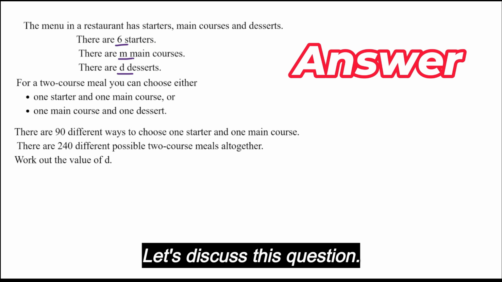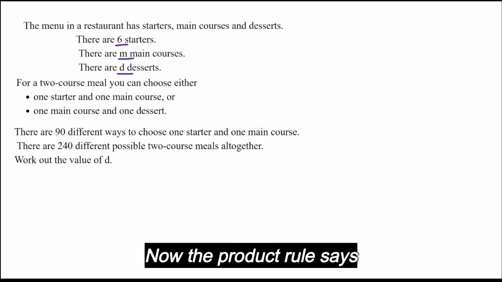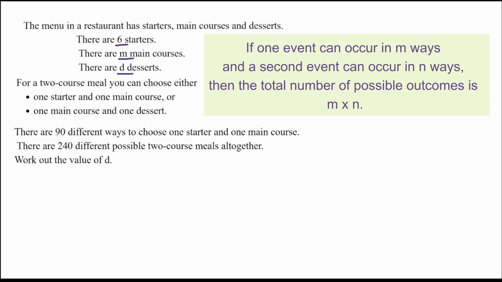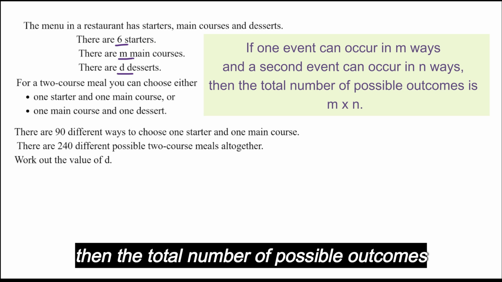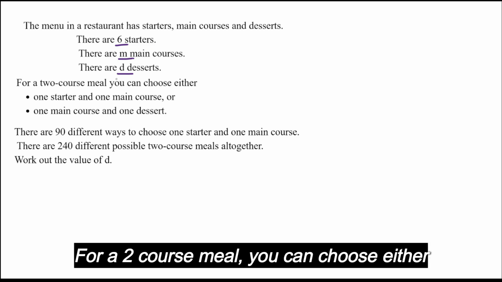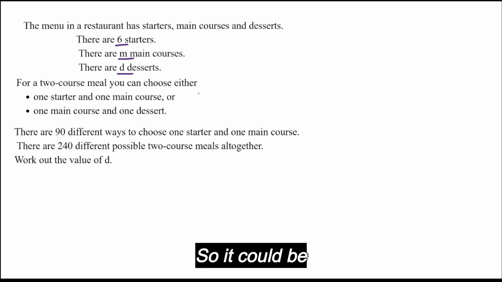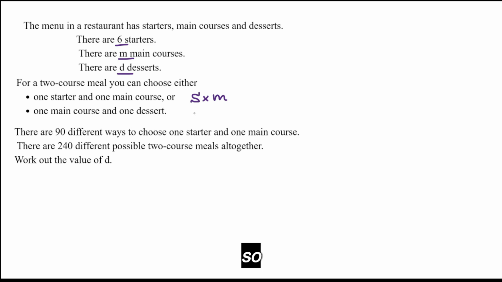Let's discuss this question. This question is about the product rule. The product rule says if one event can occur in m number of ways and a second event can occur in n number of ways, then the total number of possible outcomes is m times n. For a 2-course meal, you can choose either 1 starter and 1 main course, so it could be s times m, and 1 main course and 1 dessert, so m times d.